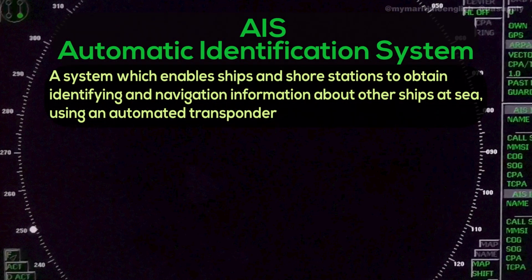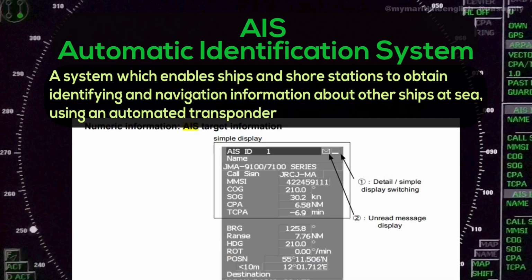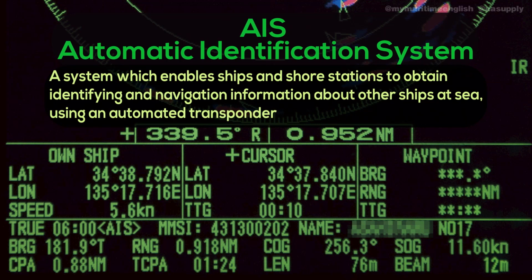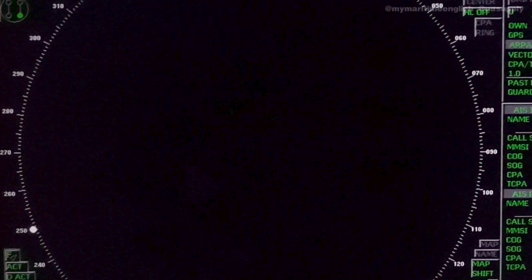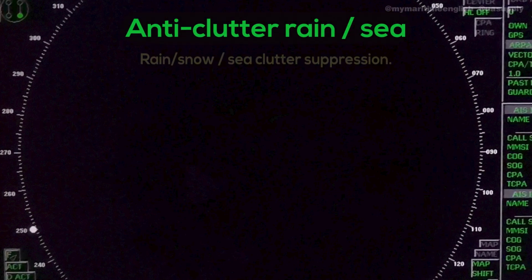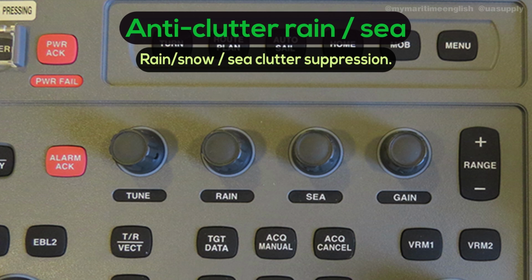AIS, Automatic Identification System. A system which enables ships and shore stations to obtain identifying and navigation information about other ships at sea using an automated transponder. Anti-clutter rain, anti-clutter sea. Rain, snow, sea clutter suppression.